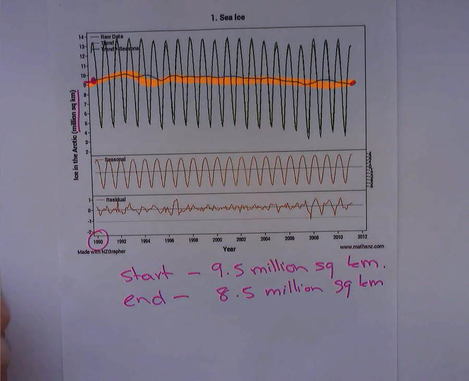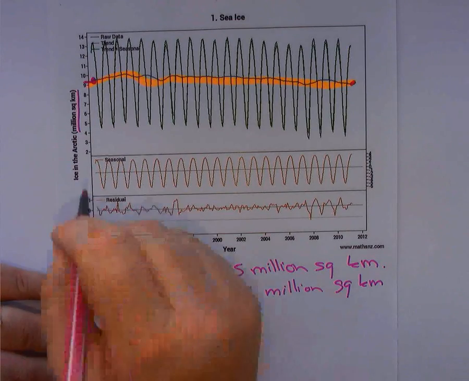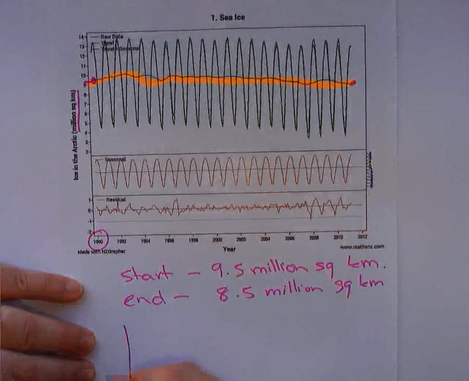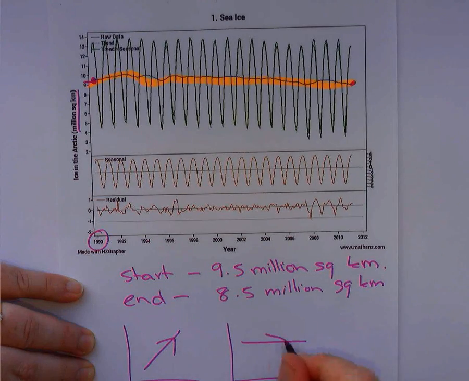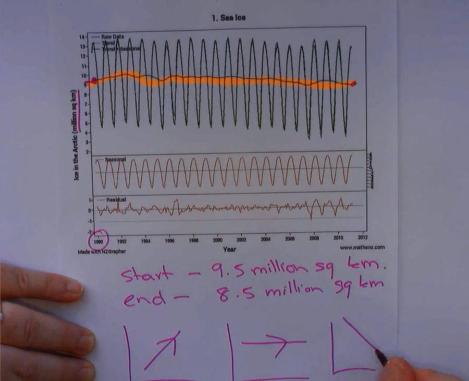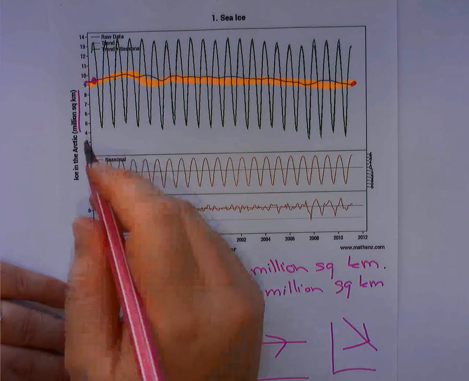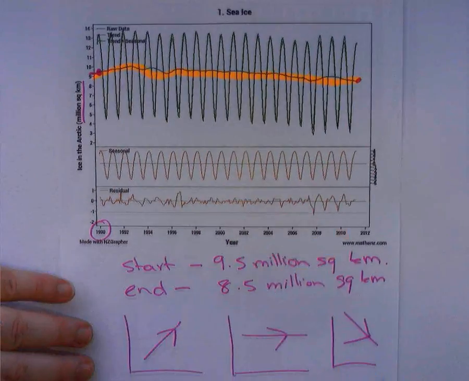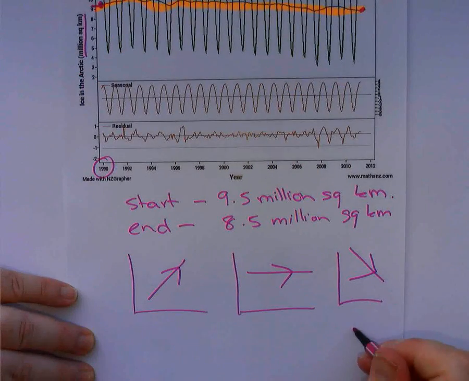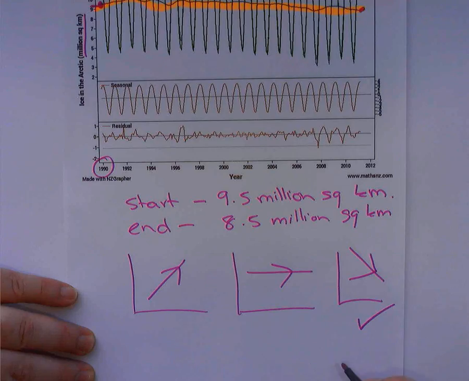Okay, so now I've got that, and I think, well, what direction is that line headed in? Is it going upwards? Is it staying stable? Or is it heading down? What's the general direction? And I would say the general direction, it's slowly going down. So I'm going to put slowly going down.